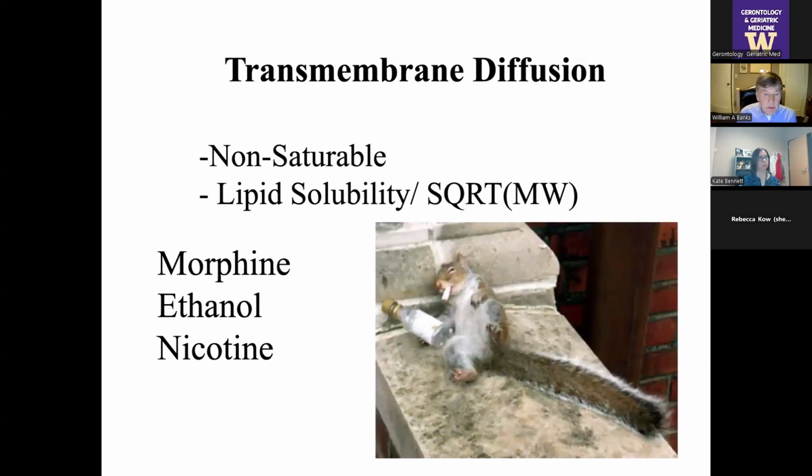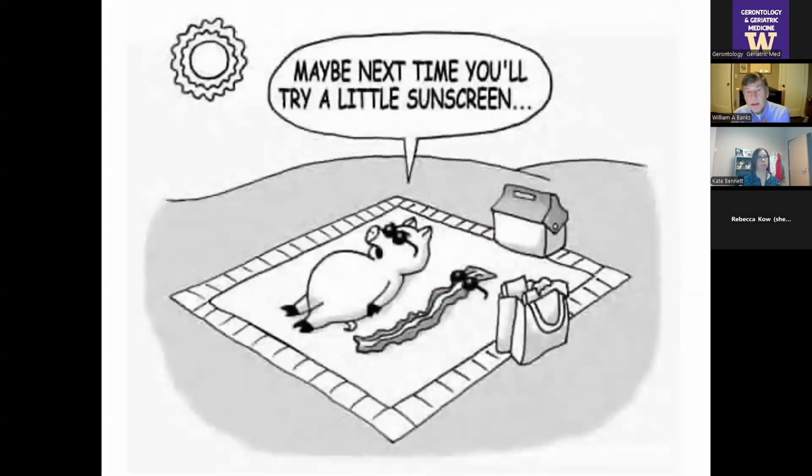And some of our favorite drugs and most important drugs, besides morphine, ethanol gets in this way, and nicotine gets in this way. And so you think that everything would be solved. Now we can just make small lipid-soluble drugs and get them into the brain, and we can treat anything we want. But life is never that simple.